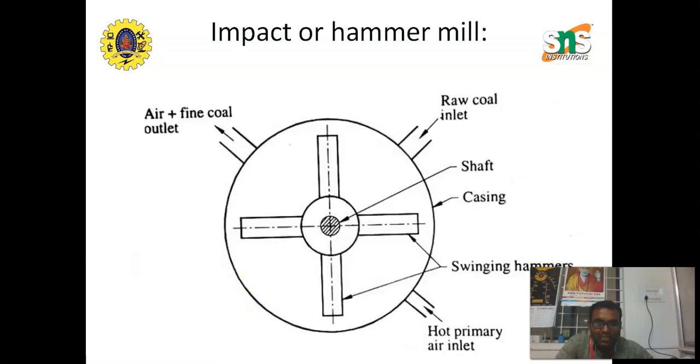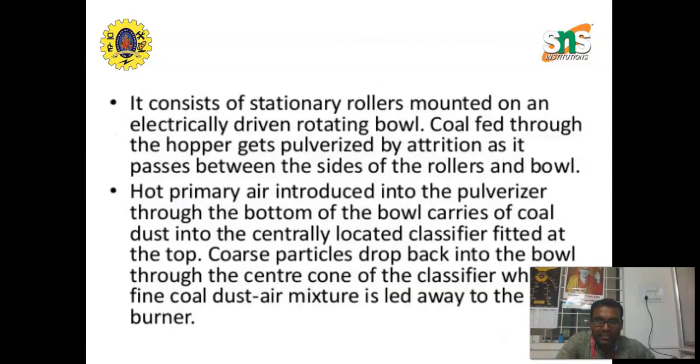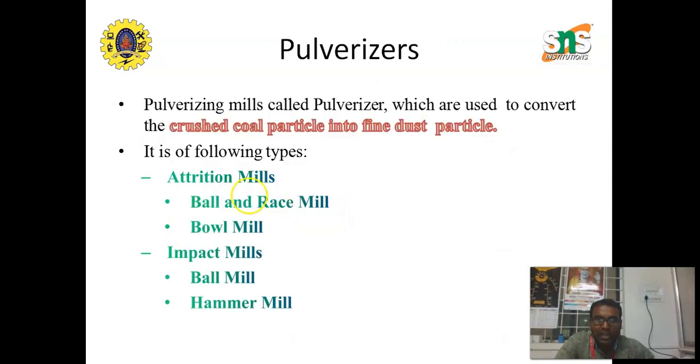As a summary, in this video we discussed what pulverizers are and the various different types of attrition mills. The attrition mill is divided into ball and race mill and bowl mill, whereas the impact mill is divided into ball mill, hammer mill, etc.